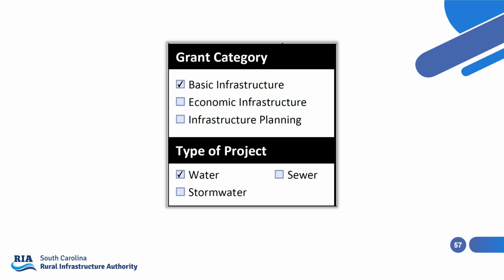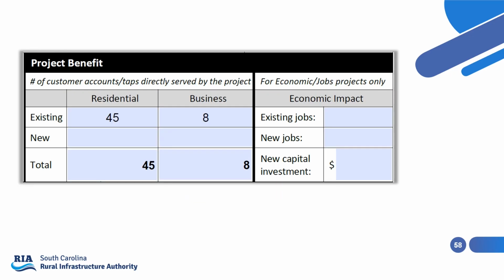You'll need to indicate which grant category you're applying in and tell us if the project involves water, sewer, or stormwater. In some cases, it may be more than one of those. In the project benefits section, please provide the number of customer accounts or taps that will be directly affected, not the service population or indirect beneficiaries. Remember that if you are claiming new customers, we require you to provide documentation that at least 70% of those new customers have committed to connect.